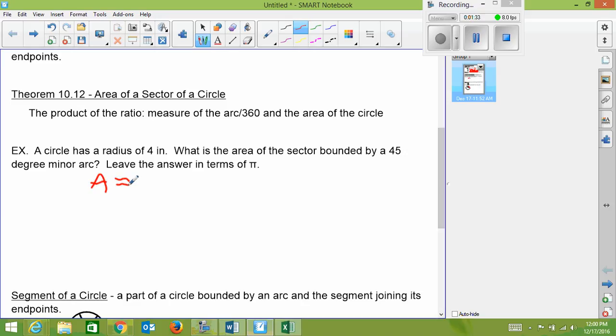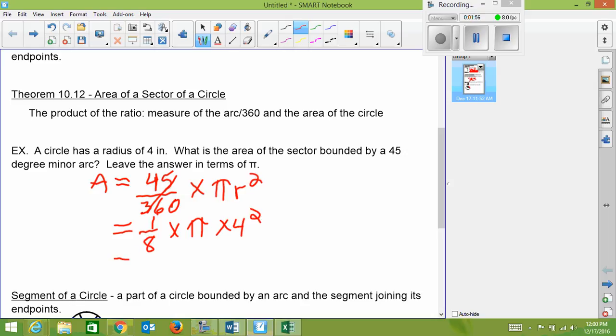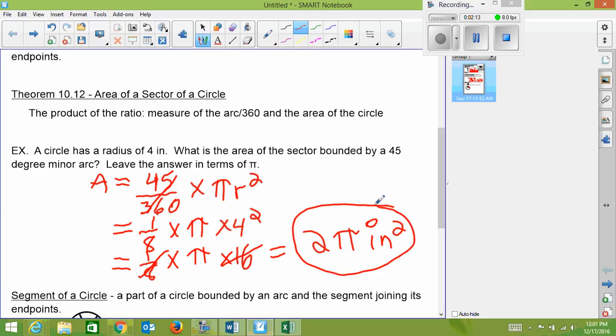So my area is going to be the 45-degree arc over 360. That tells you what portion of the circle it is. And then you're just going to take that times pi r squared. And so this can be reduced to 1/8. You're going to leave the pi symbol there because it wants it in terms of pi. My radius is 4, so 4 squared. 1/8 times pi times 16. We can go ahead and reduce this. 1/8 of 16 is 2. So because they want it in terms of pi, I will leave it 2 pi, and then I have to put my label of square inches on the end.